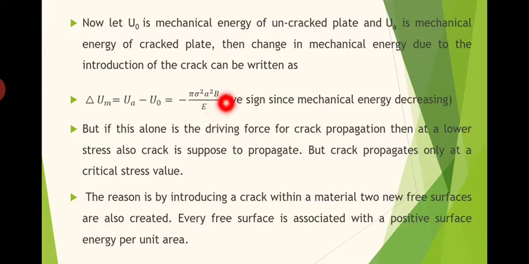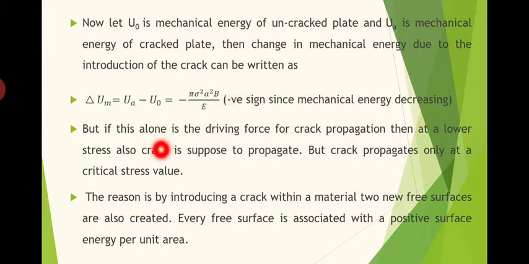B is the width of the plate and E is the modulus of elasticity. This relation itself is a long derivation, so we are not deriving it here. Anyway, from the experiments conducted by Griffith, he found that delta UM, the change in mechanical energy, is equal to UA minus U0, equal to minus pi sigma square A square B by E. The negative sign is there because the mechanical energy is decreasing.